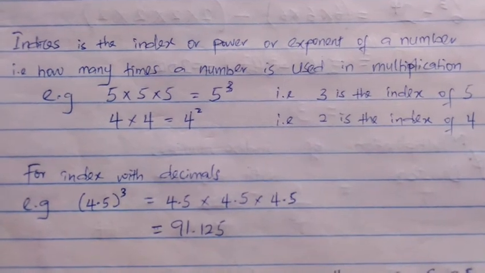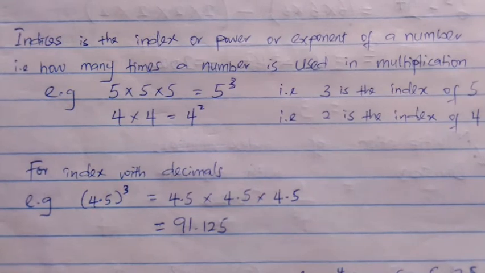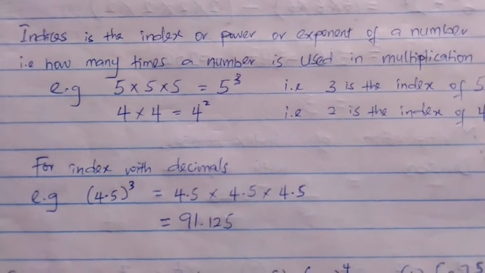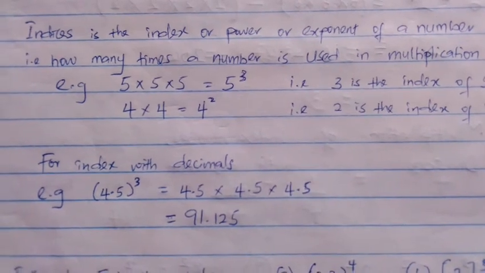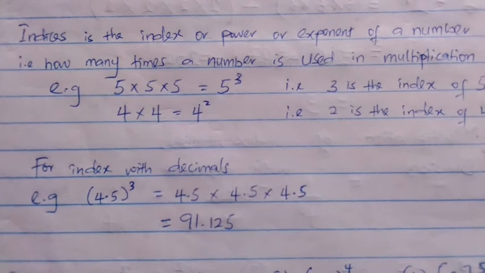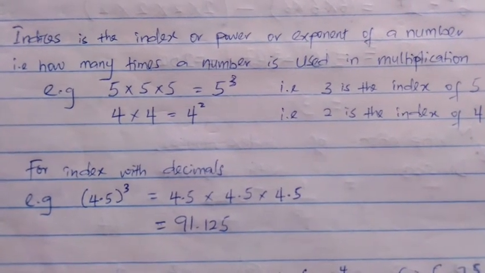Another example, we have 4 times 4, which is 4 raised to power 2, where 2 is the index of 4. Okay, for index with decimal, we have 4.5 all raised to power 3, which is expressed as 4.5 times 4.5 times 4.5.